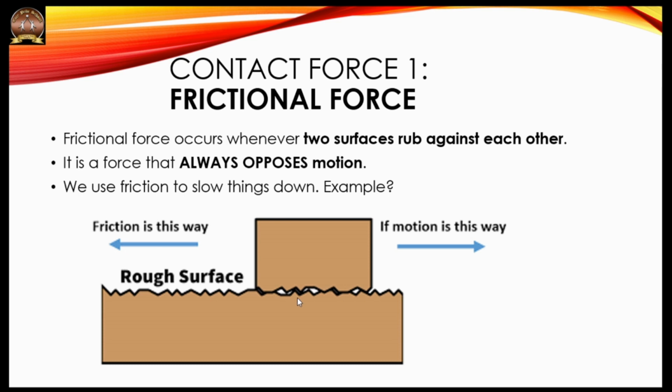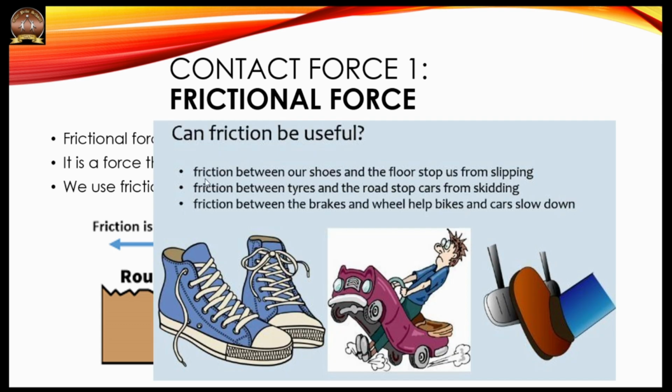So what causes the frictional force? No matter how smooth the edges of objects may appear, the edges are actually rugged and uneven as seen in this figure, and therefore they lock against each other, causing the motion to slow down and giving a grip. We use friction to slow things down. For example, friction between our shoes and the floor stops us from slipping. Friction between tires and the road stops cars from skidding. Friction between the brakes and wheel helps bikes and cars to slow down, and we can think of numerous more examples.